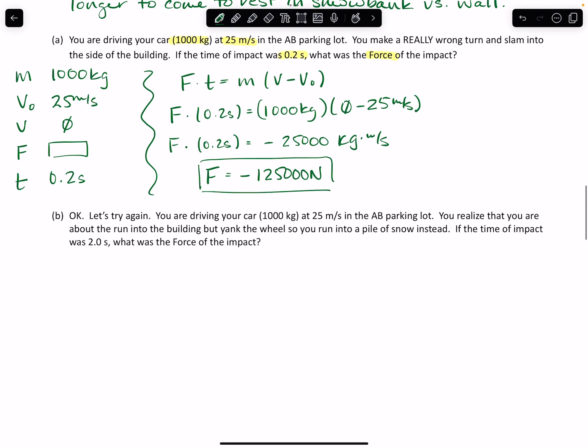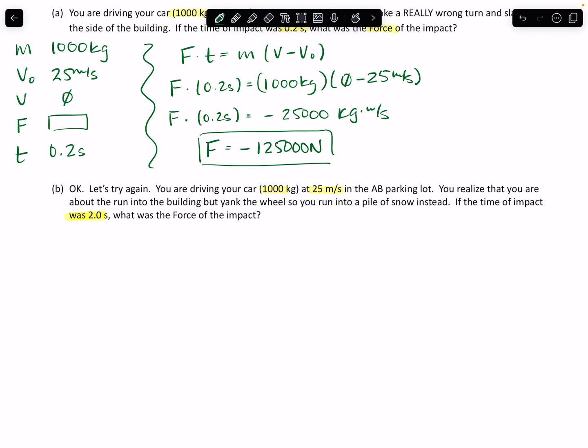All right, so we're going to repeat this calculation. You're driving your car, still 1,000 kilograms, still starting at 25 meters per second in the parking lot. But this time we realize we're about to run into the building and yank the wheel so that we run into a pile of snow instead. So the time of impact is now 2 seconds. What was the force of the impact? So again, mass, initial and final velocities, force, and time.